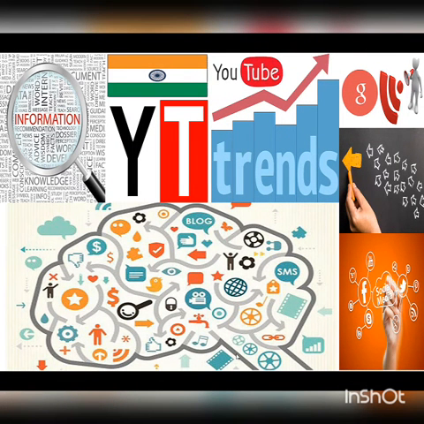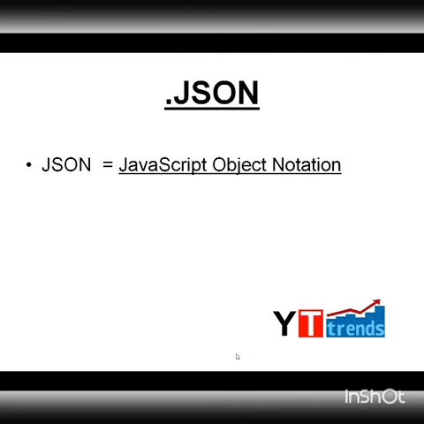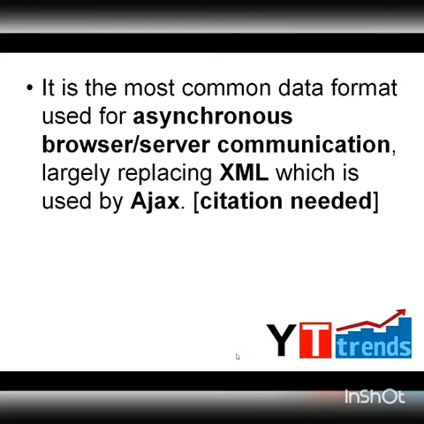JSON in computing. JSON, canonically pronounced sometimes JavaScript Object Notation, is an open standard format that uses human-readable text to transmit data objects consisting of attribute-value pairs. It is the most common data format used for asynchronous browser-server communication, largely replacing XML, which is used by Ajax. Citation needed.